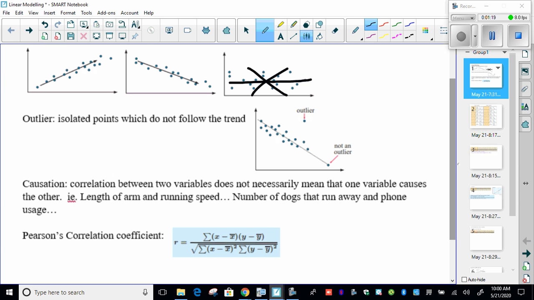Be really careful about causation. Just because two variables have some kind of correlation between them does not mean that one variable causes the other to occur. It is very possible that the length of your arms can correlate with your running speed. So maybe the longer your arms, the faster you run. But longer arms don't force you to run faster. So that's the causation piece. One thing does not affect the other. Or the number of dogs that run away and phone usage. These might be related, however, one does not cause the other to occur.